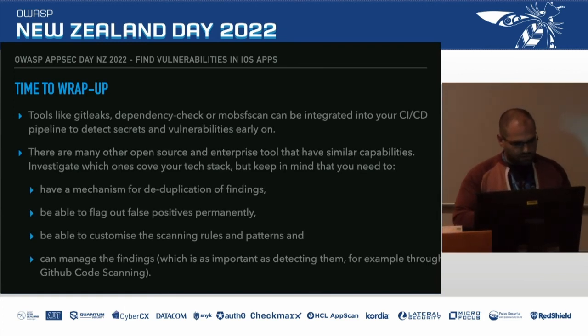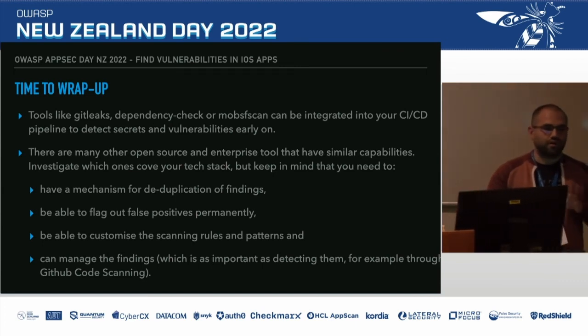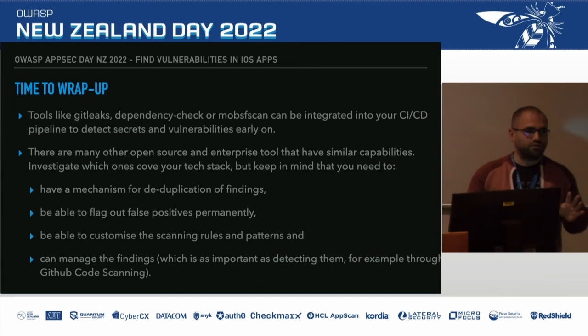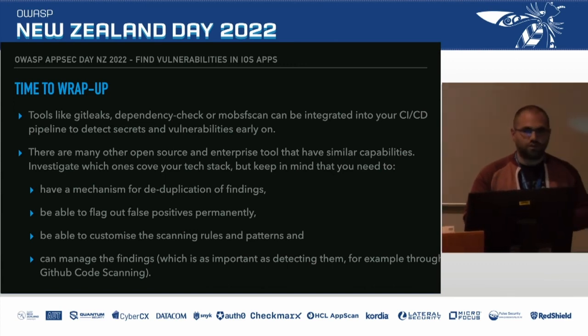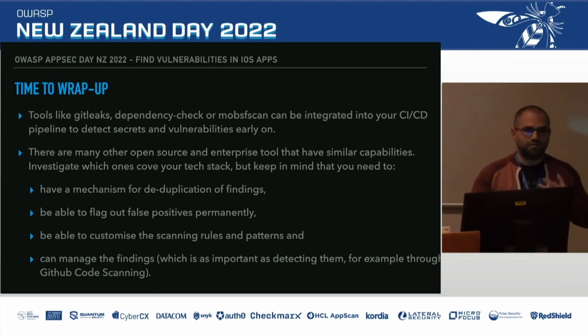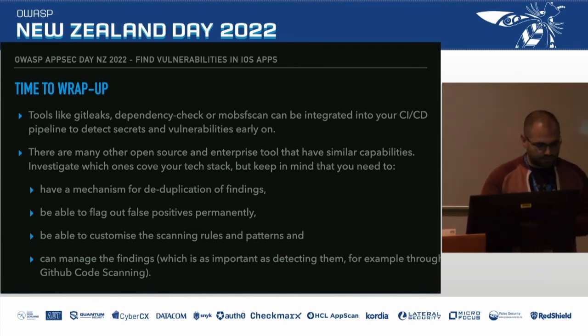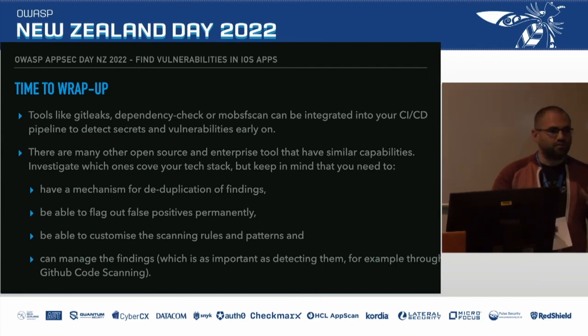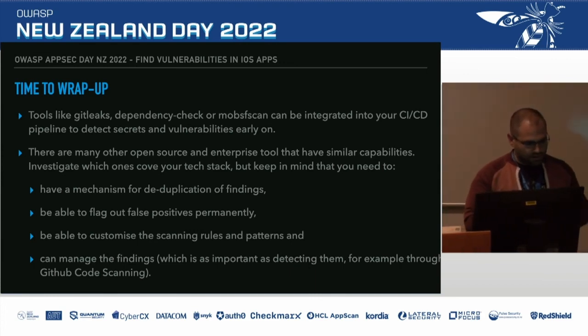One last thing: there are of course many other tools, whether open source or enterprise, but here are a few tips on what you might want to look out for, things that not everybody offers. One is deduplication of findings, because you do not want to end up with 10 times the same finding because you're scanning 10 times. You should have a way to easily flag false positives and get rid of them permanently so they don't show up again when you scan again, and to customize the scanning with rules. With Gitleaks, you have a quite nice way of customizing everything. You can put in your own regular expressions to identify any API token that you might be using.